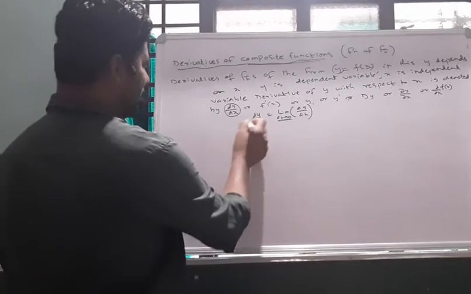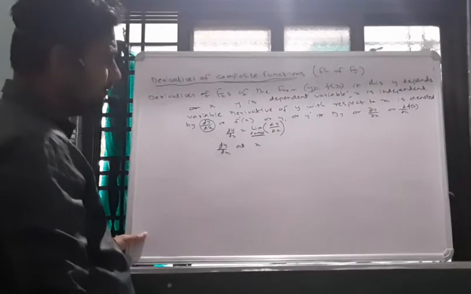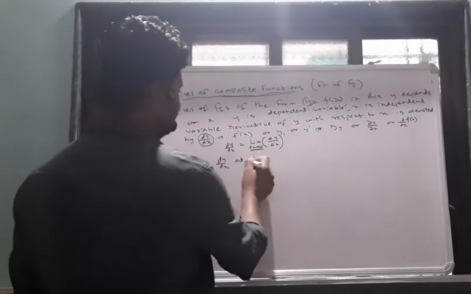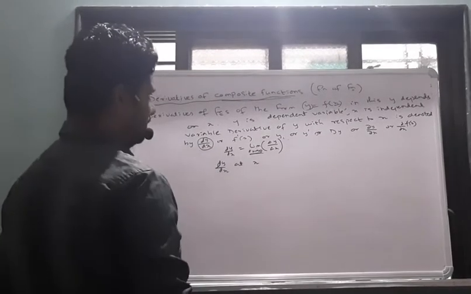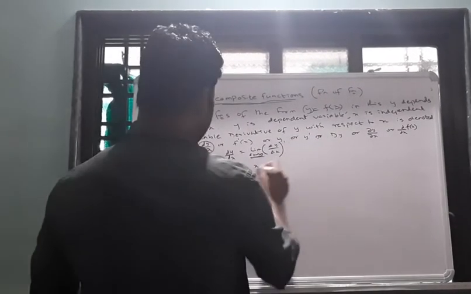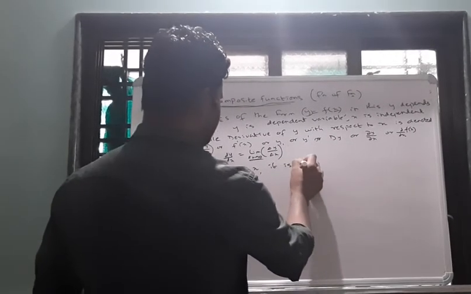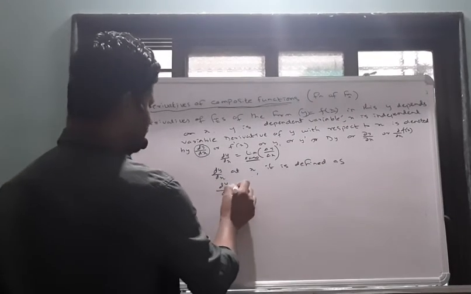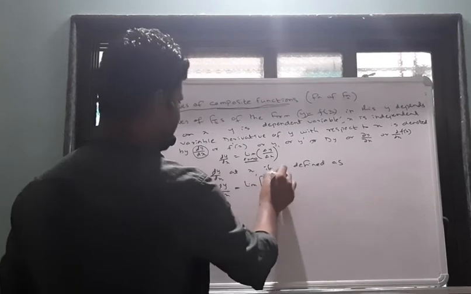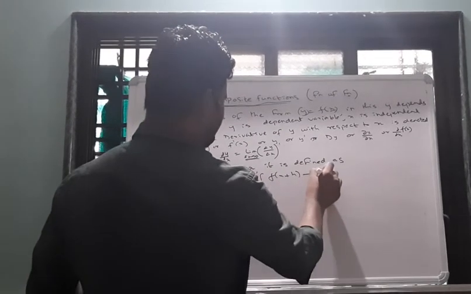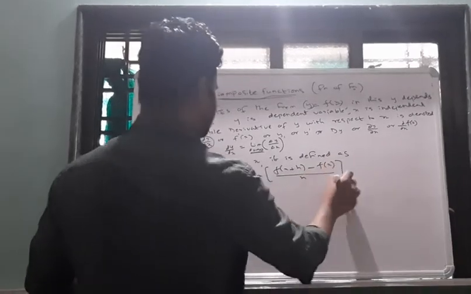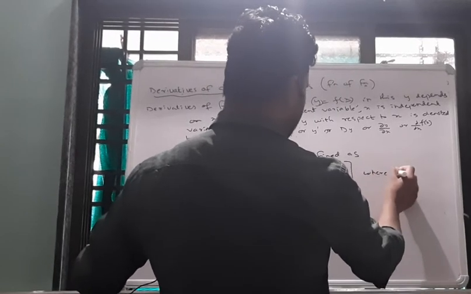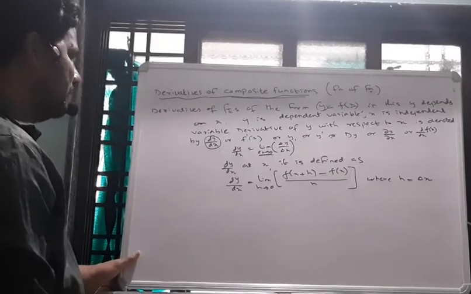In the first year, you studied the definition of the derivative with respect to x at some x, where x is in the domain of the function f of x. It is defined as dy by dx is equal to the limit of f of x plus h minus f of x, divided by h, as h tends to 0, where h is equal to delta x, the change in x.